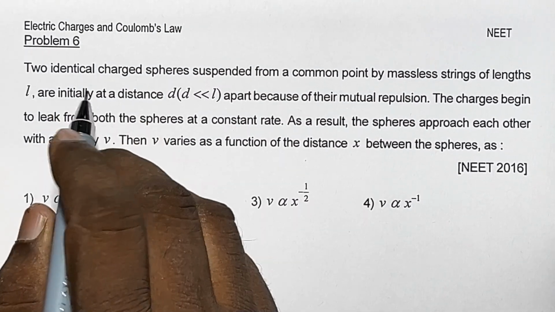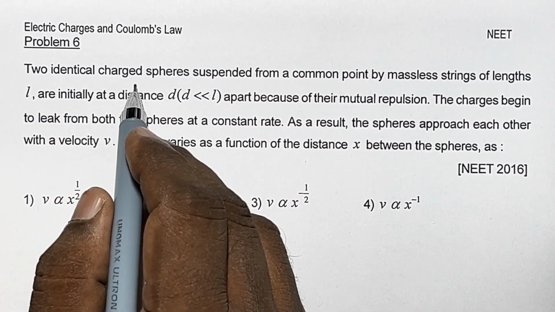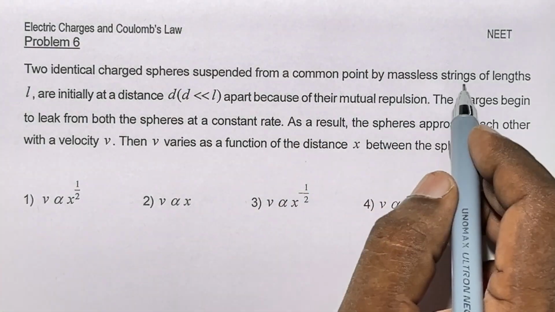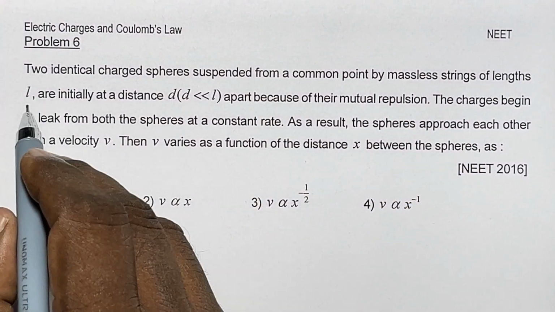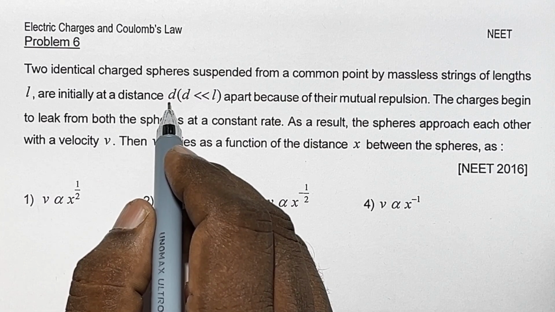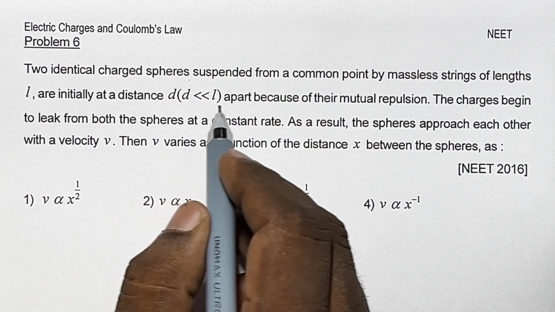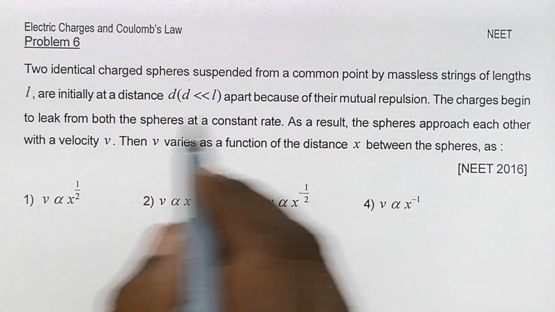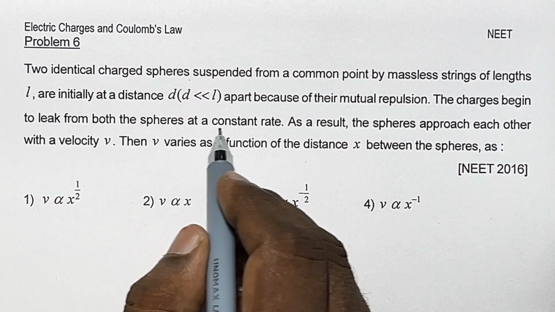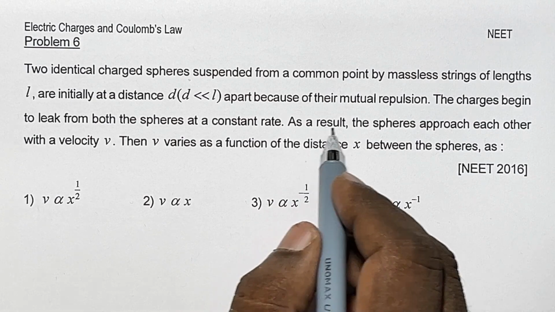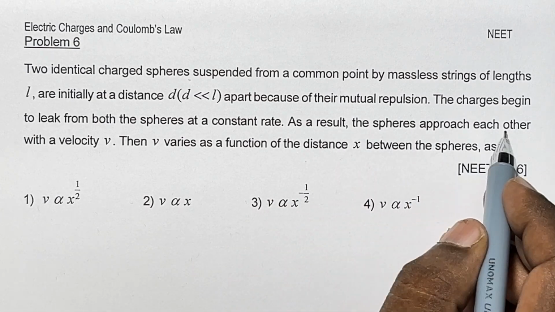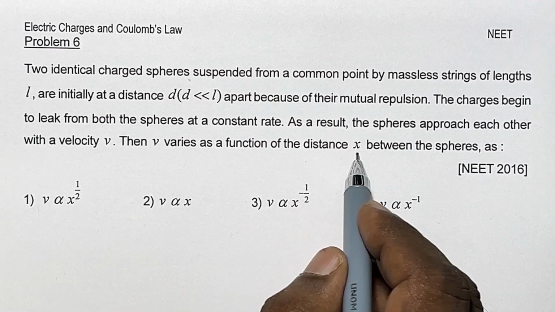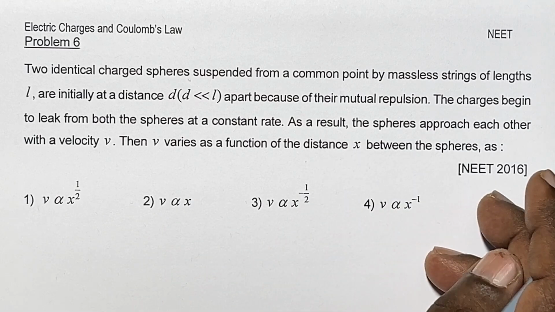In this problem, two identical charged spheres suspended from a common point by massless strings of lengths L are initially at distance D apart, where D is very much less than L, because of their mutual repulsion. The charges begin to leak from both the spheres at a constant rate. As a result, the spheres approach each other with velocity v. Then v varies as a function of distance x between the spheres as.